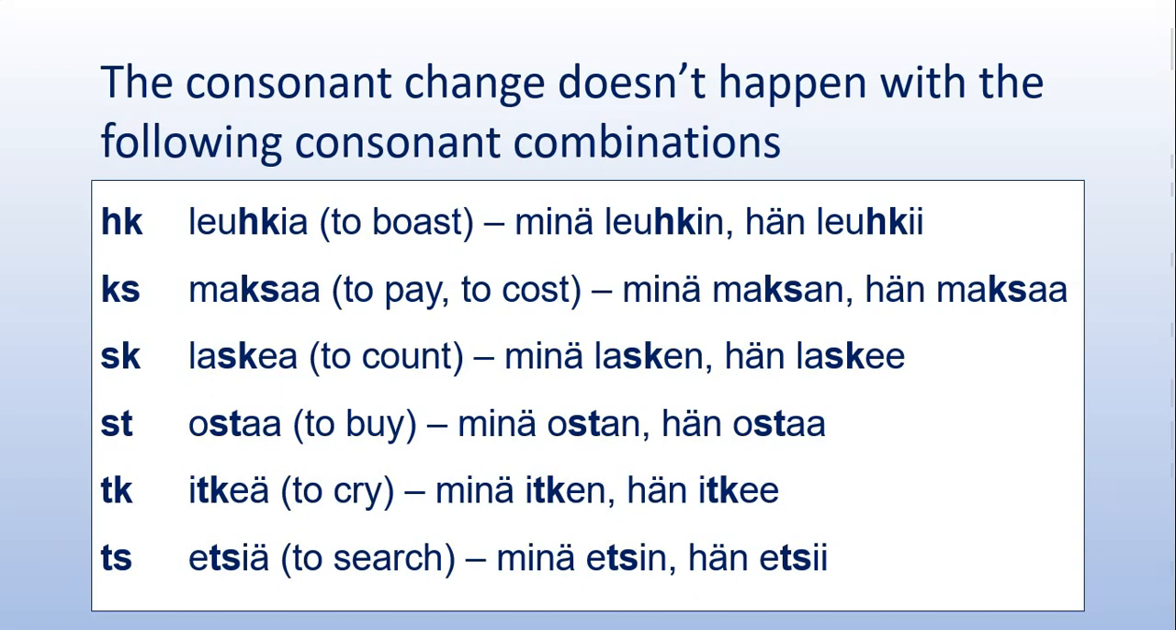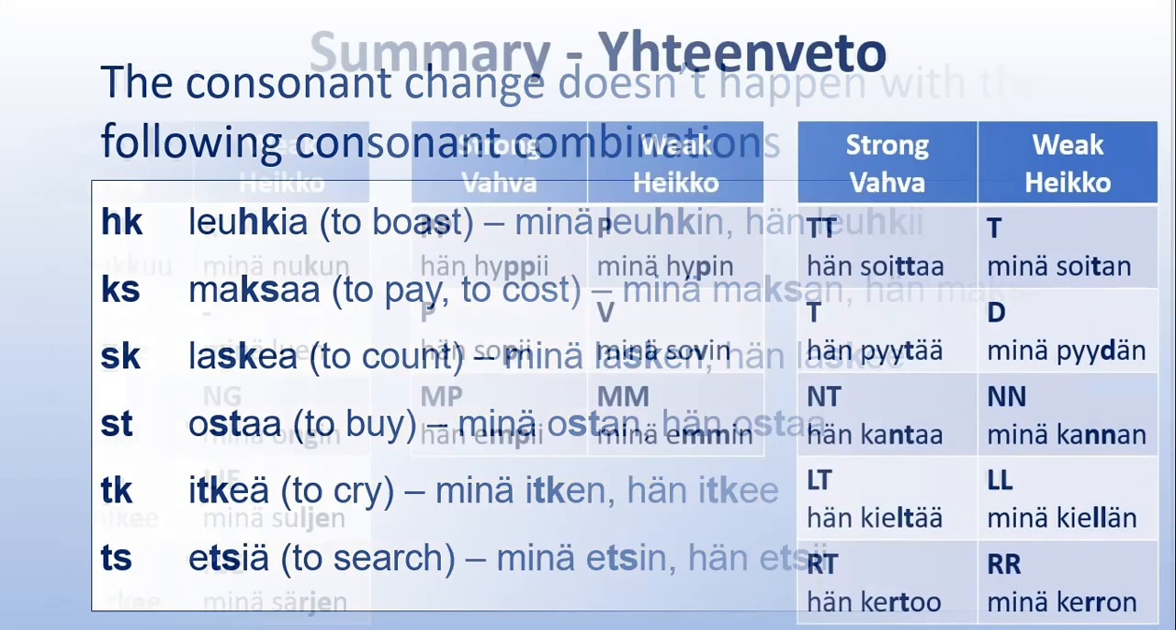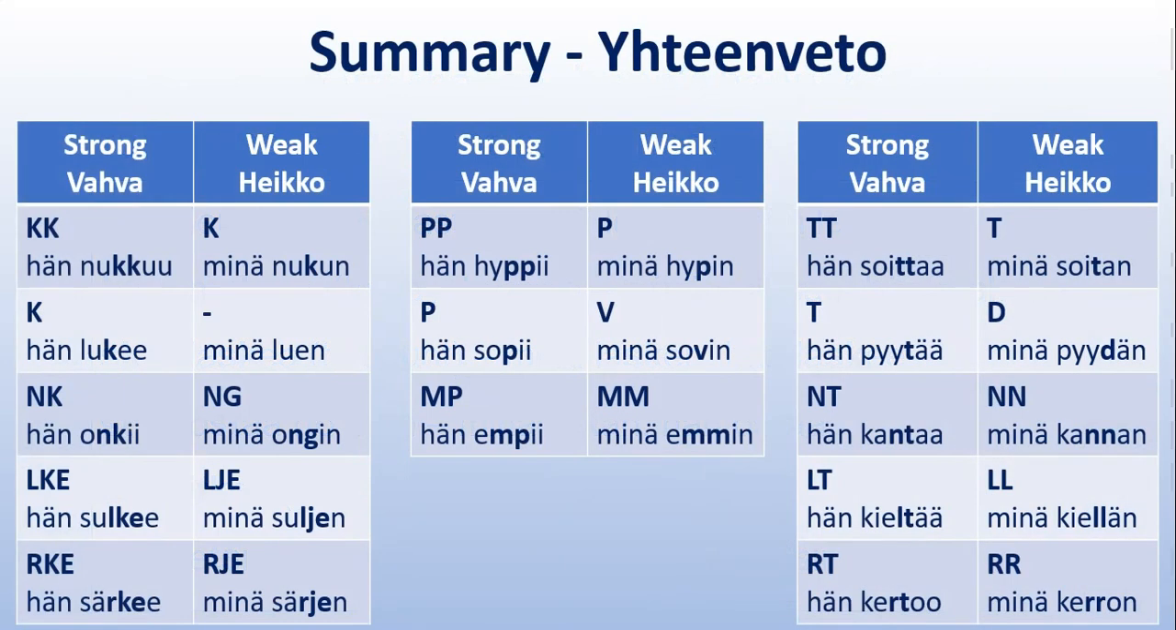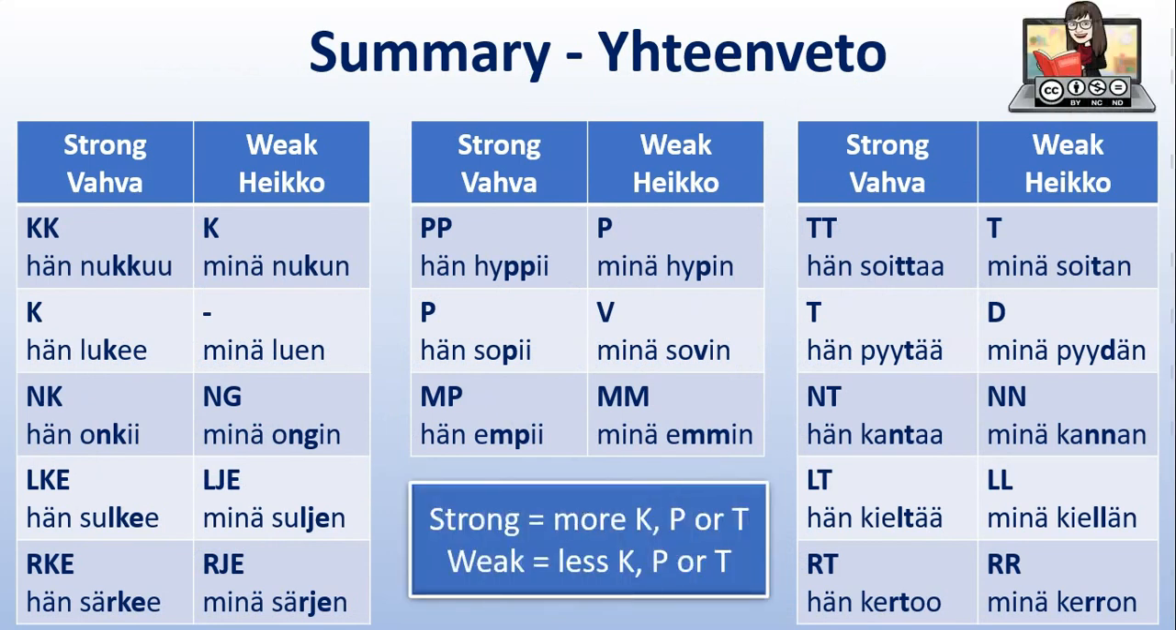So this is all for now. I'll leave you once again with the summary of all the different gradation forms. And once again, strong means that there is more K, P or T, and weak means that there is less K, P, T in the word. Thank you for watching and see you soon.